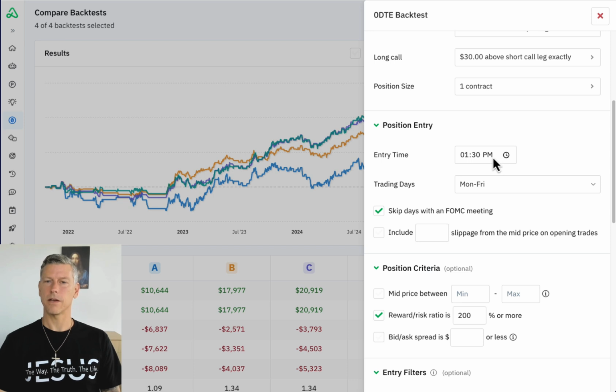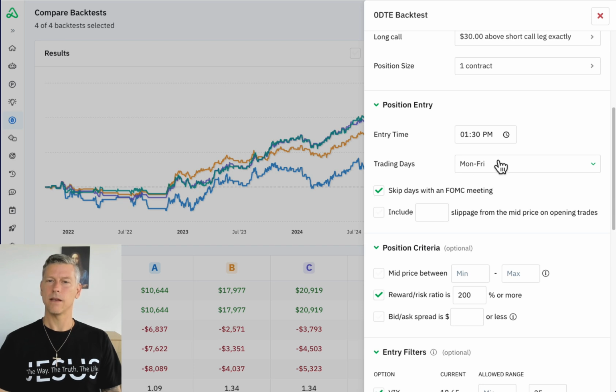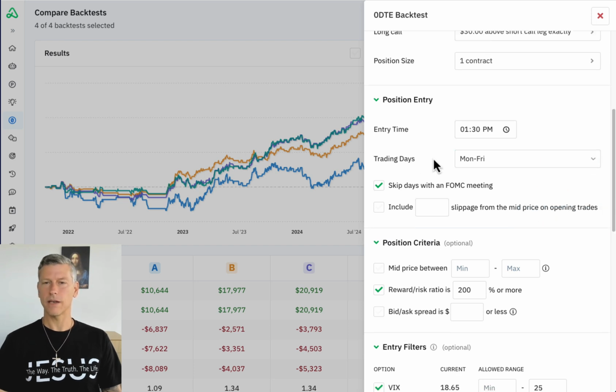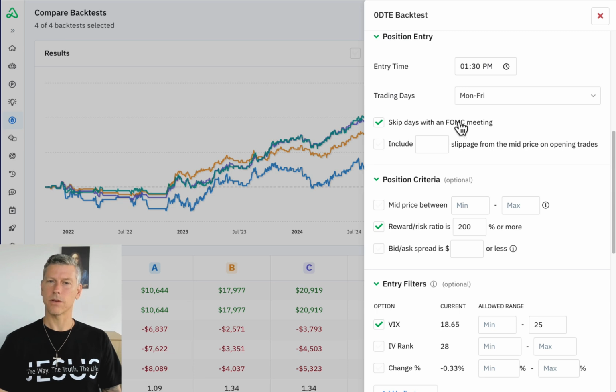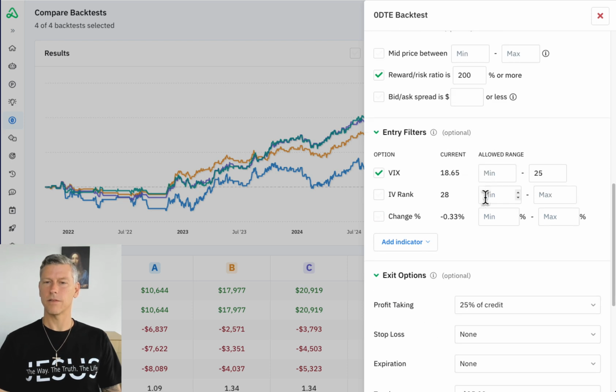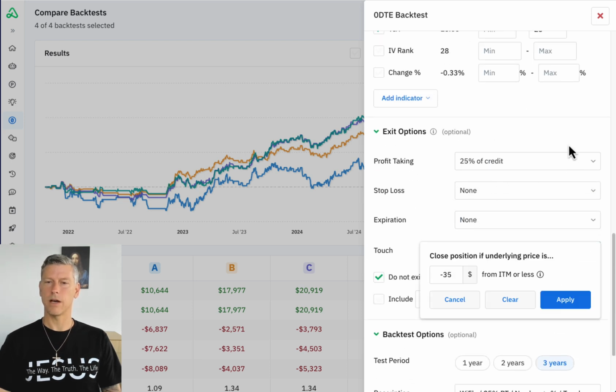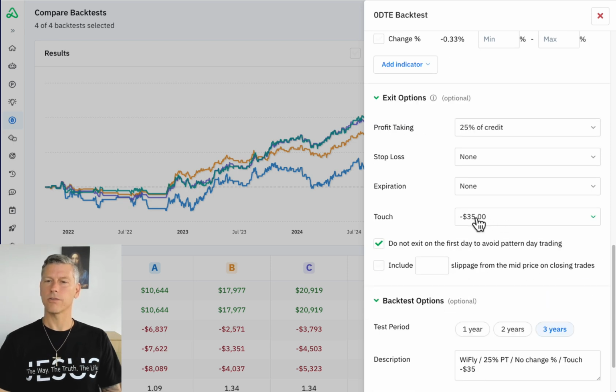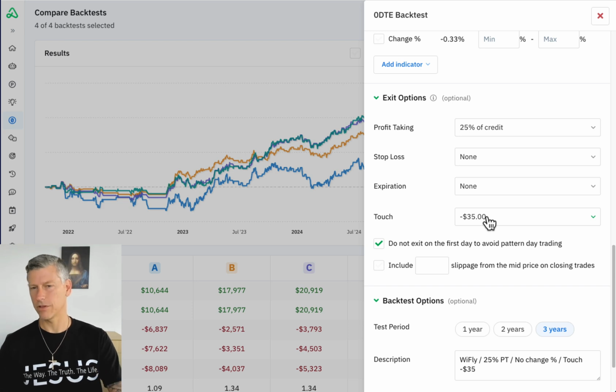You can pick a custom time that you actually want it to enter the position every day, and you can set custom trading days. You can include slippage, you can skip FOMC, and use reward risk and bid-ask filters. There's lots of different options here. Here is the new touch option. So close the position if the underlying price is, in this case, $35 from in the money or less. A negative value allows you to test whether or not it's actually in the money.